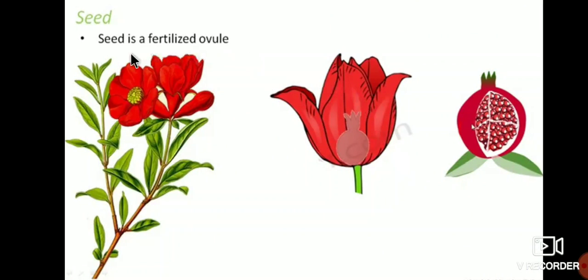See, seed is a fertilized ovule. We call seed a fertilized ovule. Not in the given picture.